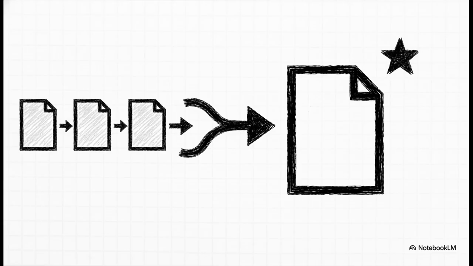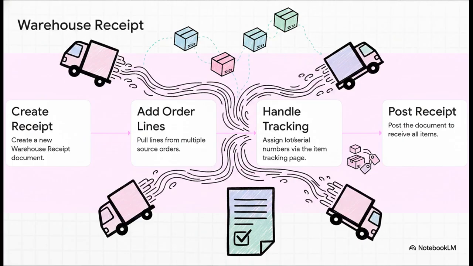Olaf mentions in his article that this is the one he sees most often out in the wild, and for a really good reason. It takes the best of what we've seen so far and adds a real game changer. Now the workflow might look familiar at first, but hang on. Look at step 2. You can pull in lines from multiple different orders all onto one single warehouse receipt.